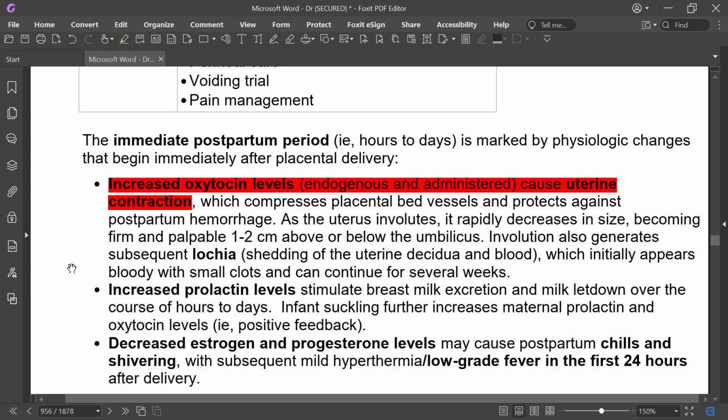As the uterus involutes, it rapidly decreases in size and becomes firm and palpable 1 to 2 cm below the umbilicus. Involution also generates lochia, which initially appears bloody with small clots and can continue for several weeks. Increased prolactin level stimulates breast milk production and milk let down over hours to days. Infant suckling further increases maternal prolactin and oxytocin levels. Decreased estrogen and progesterone levels may cause postpartum chills and shivering, with mild hypothermia and low-grade fever.